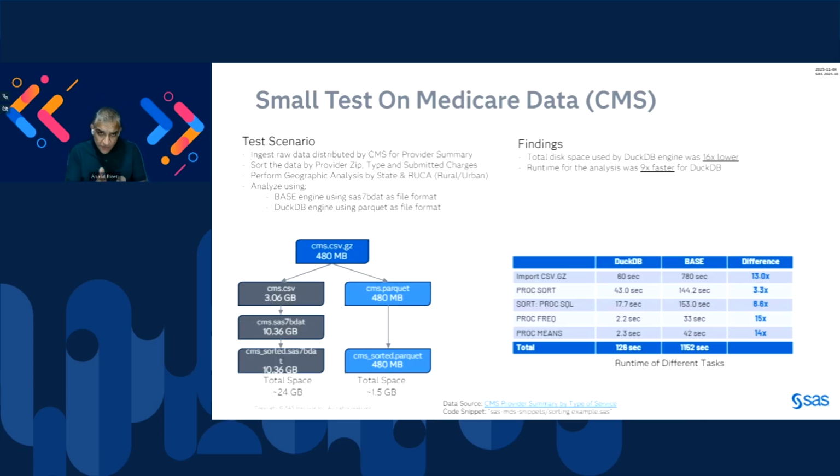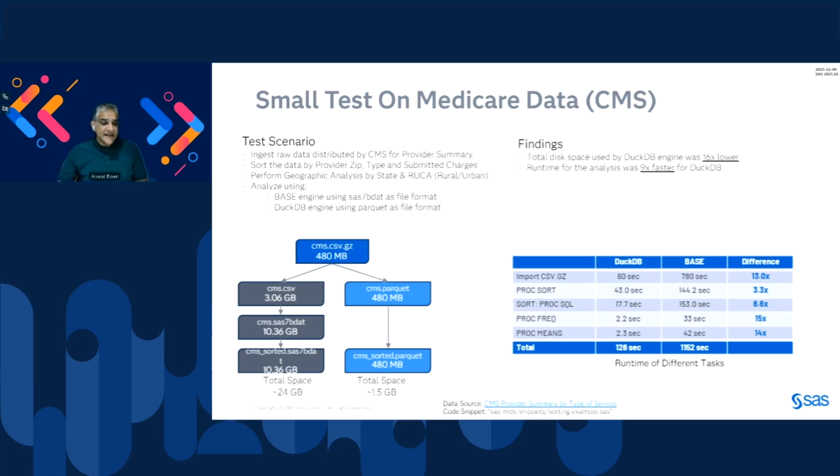Now, again, not a formal benchmark, but I went ahead to the CMS website and downloaded a data set for provider summary. I implemented both workflows: reading the gzip CSV and creating a SAS7BDAT file as if I was using pure SAS without DuckDB, and then using pure SAS with the DuckDB access engine, and how they would differ.